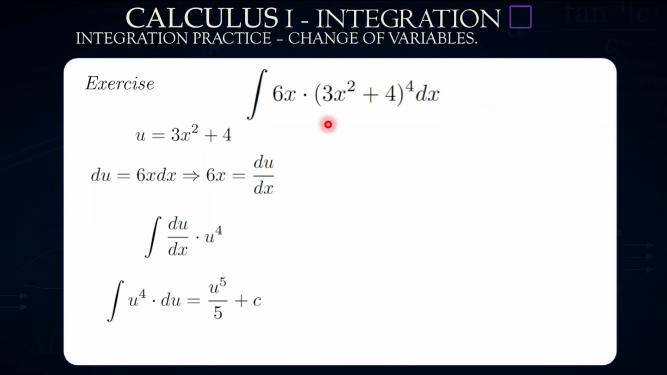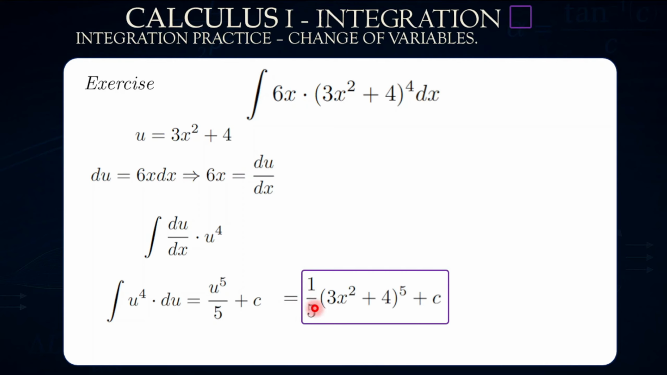So in place of 6x dx you will have du times u to the power of 4, because 3x² + 4 is u, to the power of 4. The integral is equal to the integral of u⁴ du, which equals u⁵ divided by 5 plus c. Alright, so we came back to the power rule of integration, which is you add 1 to the power and you divide by the added power, which finally gives you 1/5 u⁵. Remember, u is 3x² + 4, so the answer is 1/5 (3x² + 4)⁵ + c.